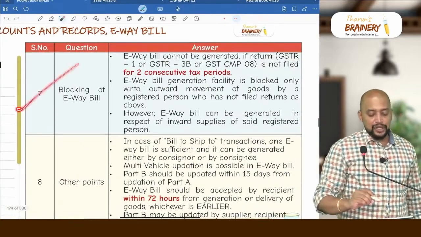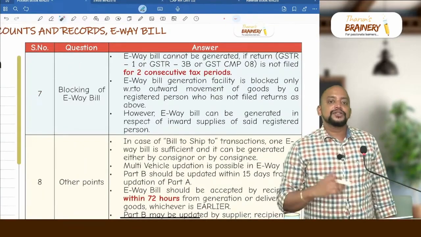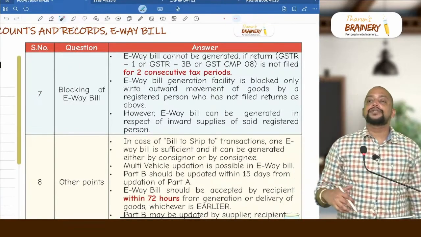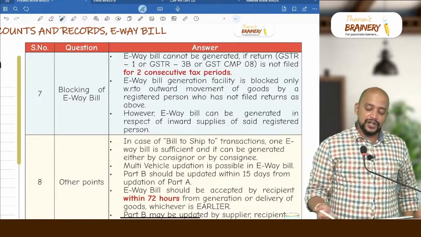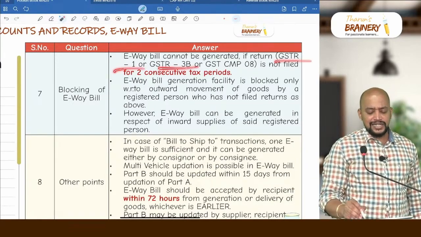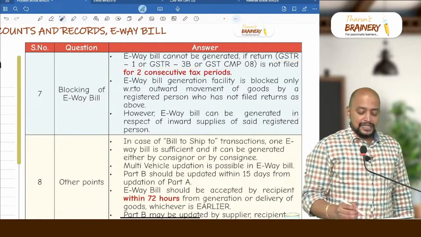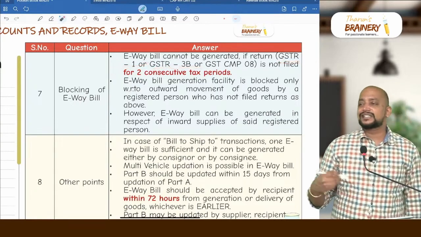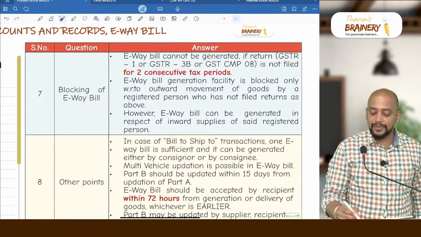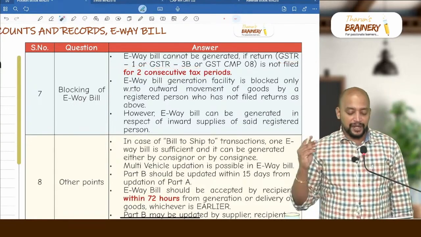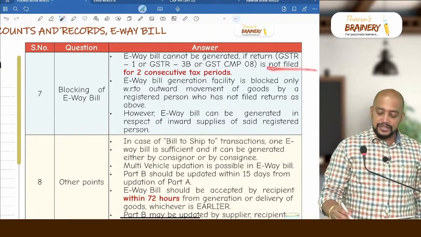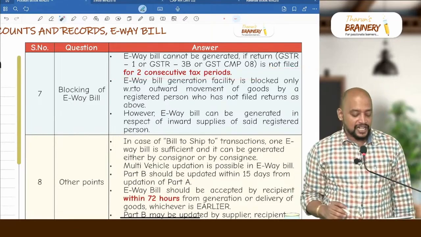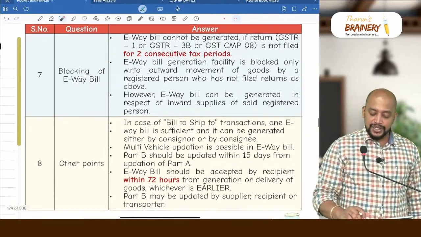Then there is something called blocking of e-way bill. When you are not filing the returns for consecutive 2 tax periods, which returns? Either GSTR1 or GSTR3B or CMP8. GSTR1 is the return of outward supply, GSTR3B is the consolidated return, or CMP8 is a return to be filed by a person opting for the composition scheme. If not filed for 2 consecutive tax periods, then e-way bill cannot be generated.